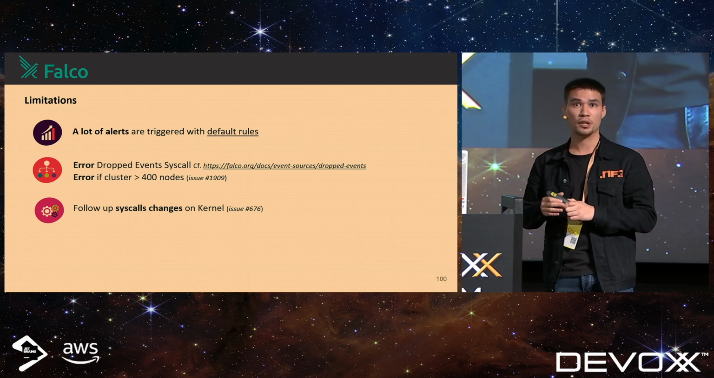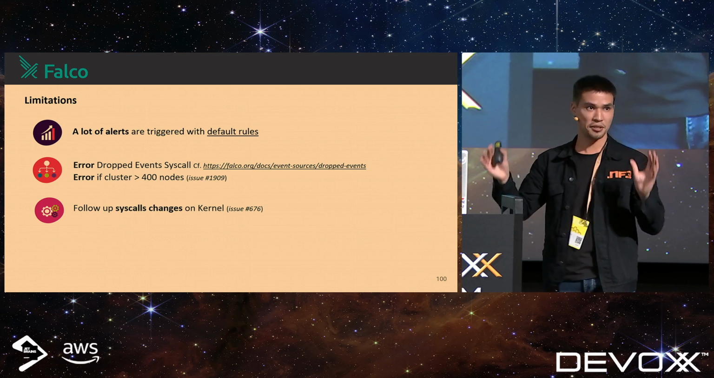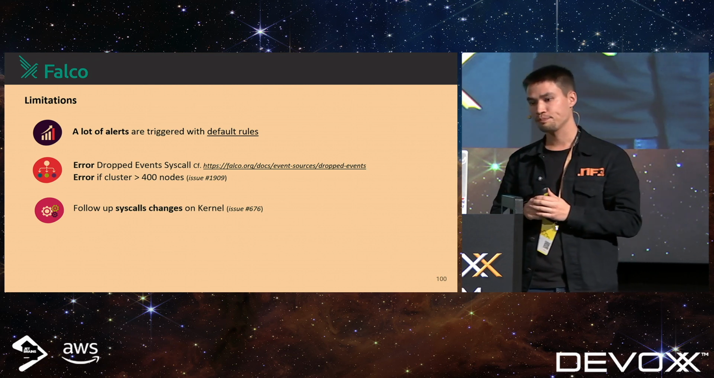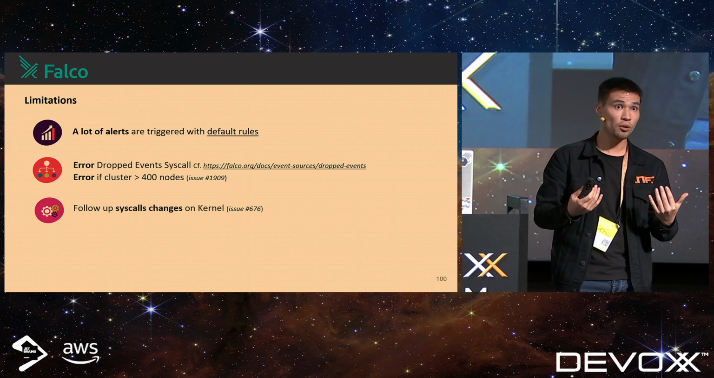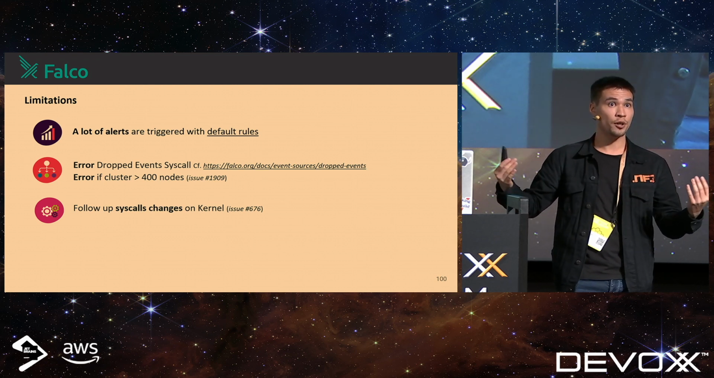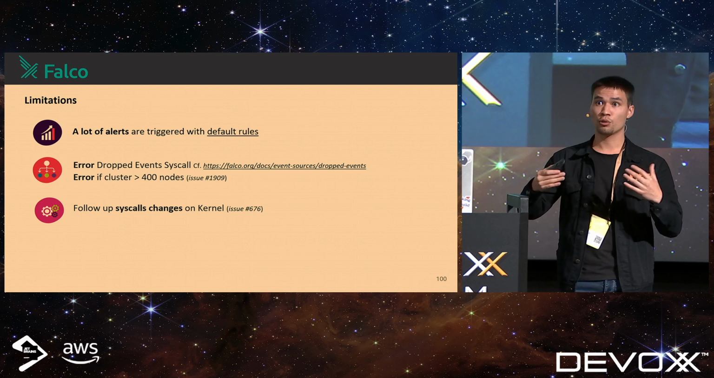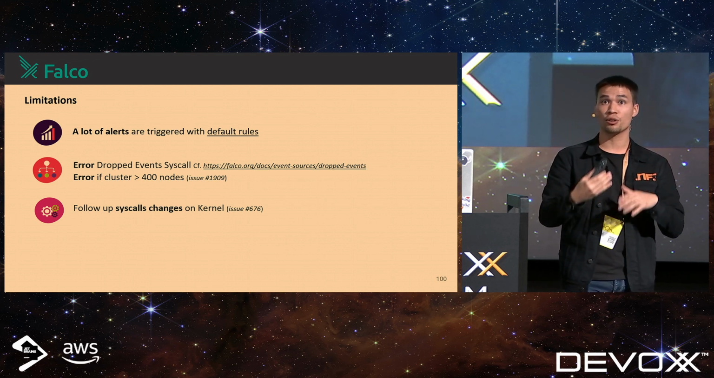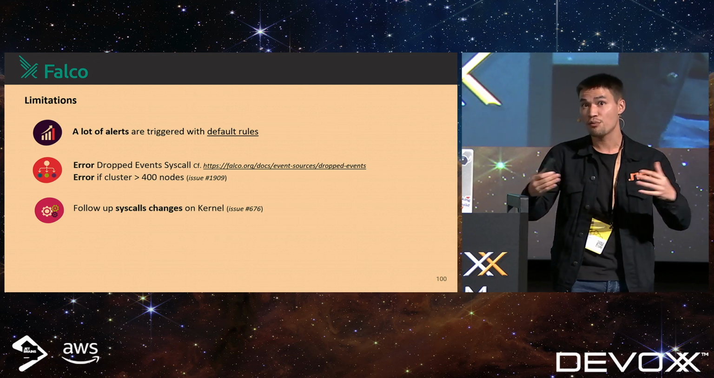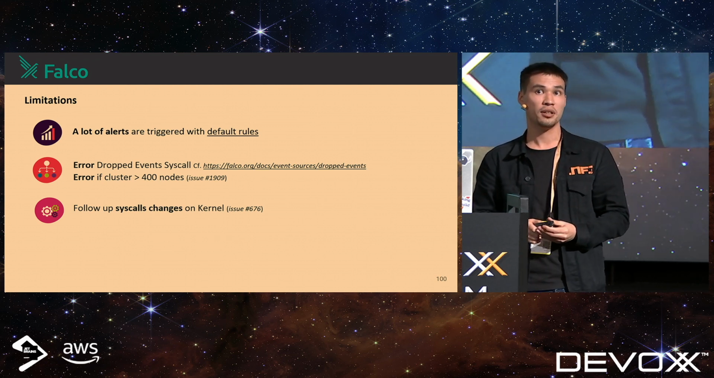Falco has limitations when we go above 400 nodes. This is not for everybody, but just to mention. And finally, because Falco is running on syscalls, if suddenly you upgrade the version of your machine, of your container runtime, and suddenly, for example, the way we initiate an operation changes, of course, Falco won't be able to follow up.